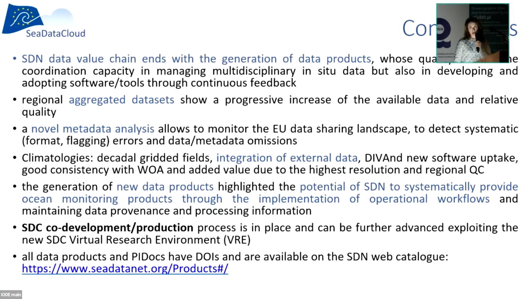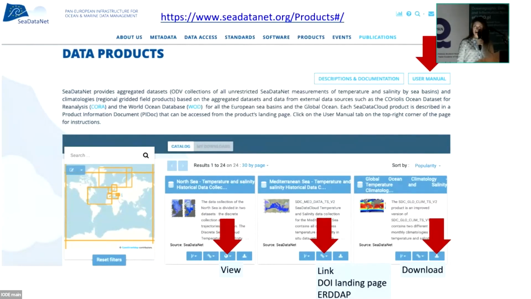So the SeaDataNet, SeaDataCloud co-development and production process is now in place and can be further advanced and optimized, exploiting the new SeaDataCloud virtual research environment which has been developed. All data products are available with the documentation, have DOIs, and are available on the web catalog. Here, just a screenshot of our catalog and the information that you can get from it. Thank you very much.